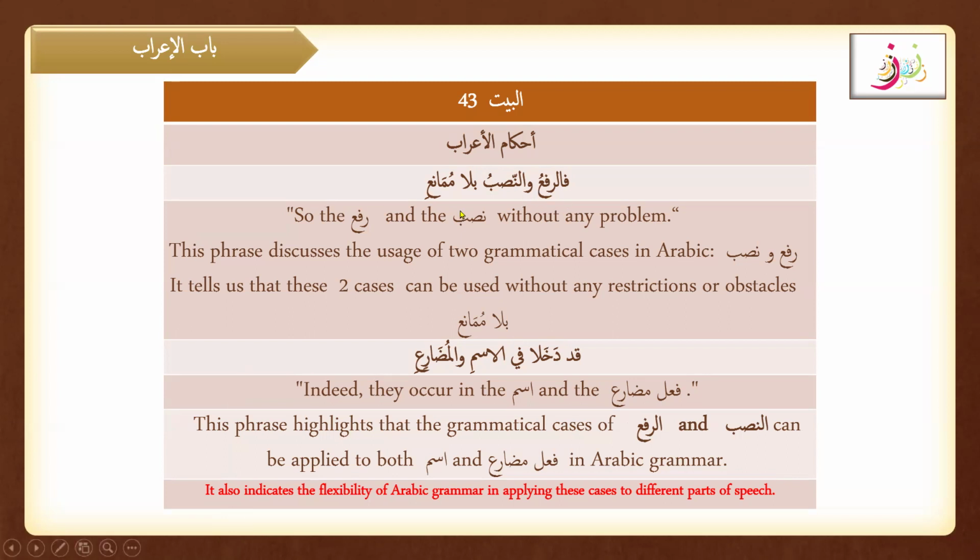فالرفع والنصب بلا ممانع قد دخل في الاسم والمضارع. So, without any problem, without any doubt, the rafa and the nasab states enter the ism and the mudari, specifically the fi'l mudari. So this is how we are going to continue these two lines for bait 43. رفع ونصب بلا ممانع قد دخل في الاسم والمضارع. So without any doubt, without any problem or restrictions, the rafa and the nasab states enter the ism and the fi'l mudari.